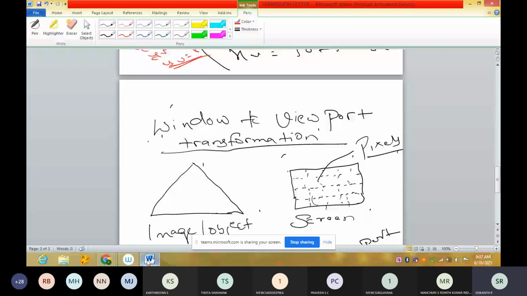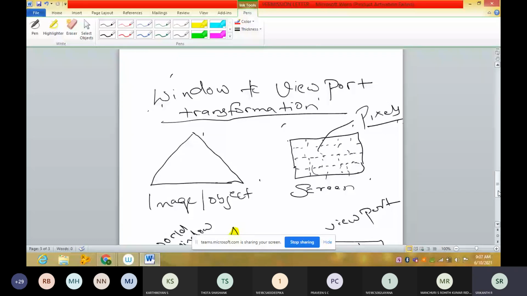The topic is window to viewport transformation, guys. In the window to viewport transformation, what we do is, normally in computer graphics, first we build an image or an object on the screen. So now if you see here, this is the triangle I'm supposed to build on the screen, and this is the screen for me.